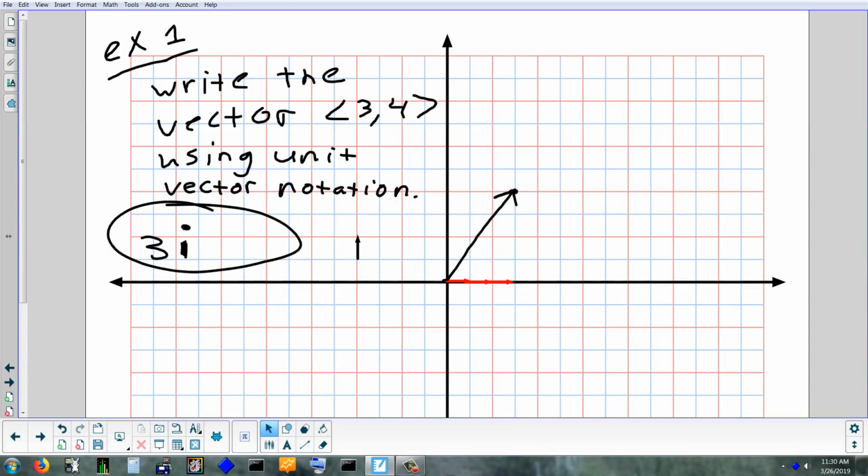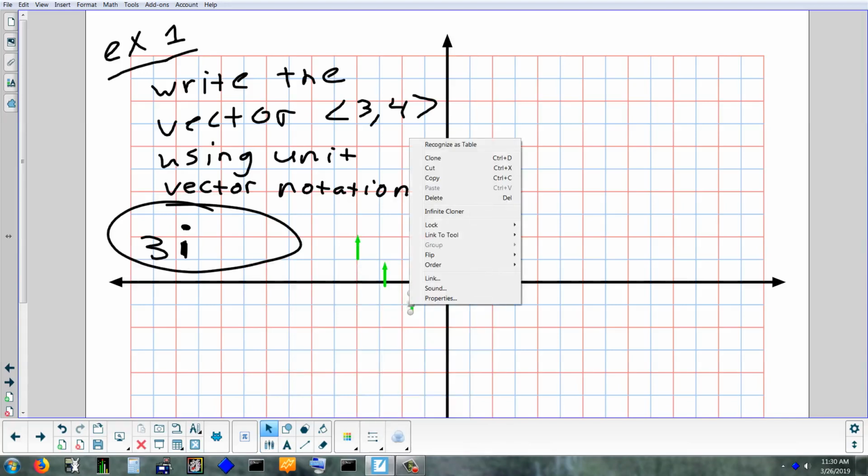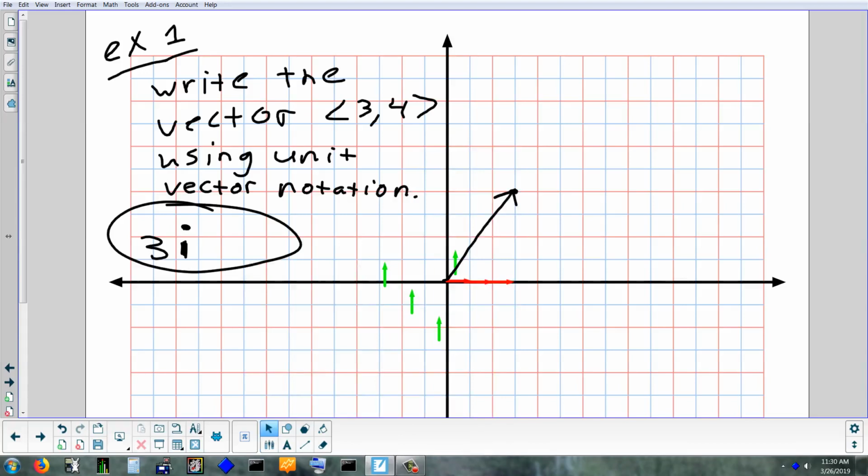But now we need some more. How many j's would I have to stack together to get from where I'm at now up to the terminal point? 4. 4 of them. So I'm going to take, let's just make those green. So we got 4 of those. And now we're just going to stack them all together. 1, 2, and 3. 1 more. 4. So that part is 4j.